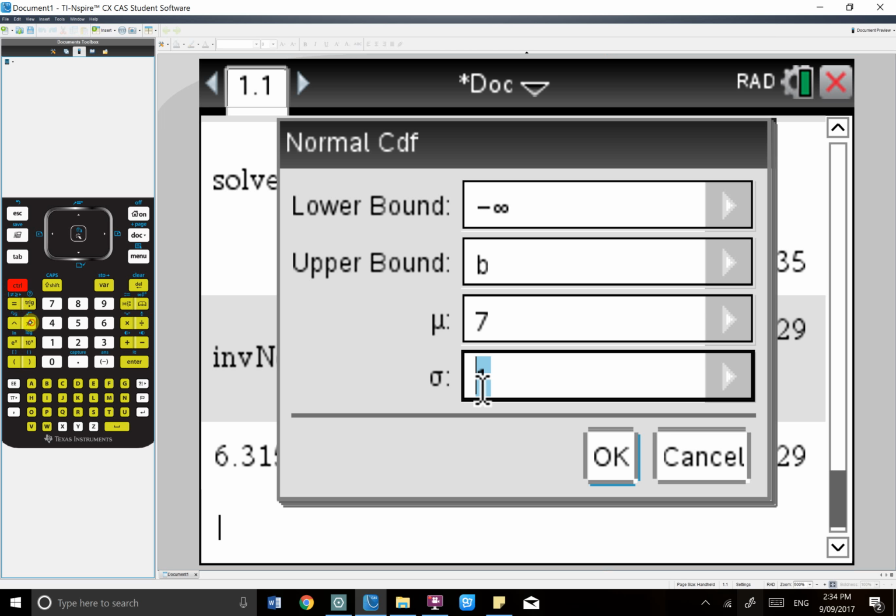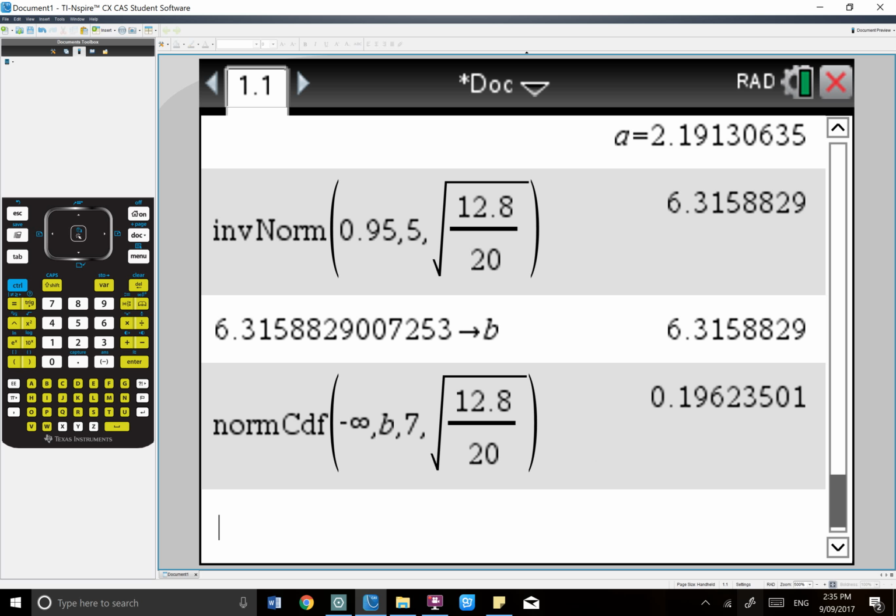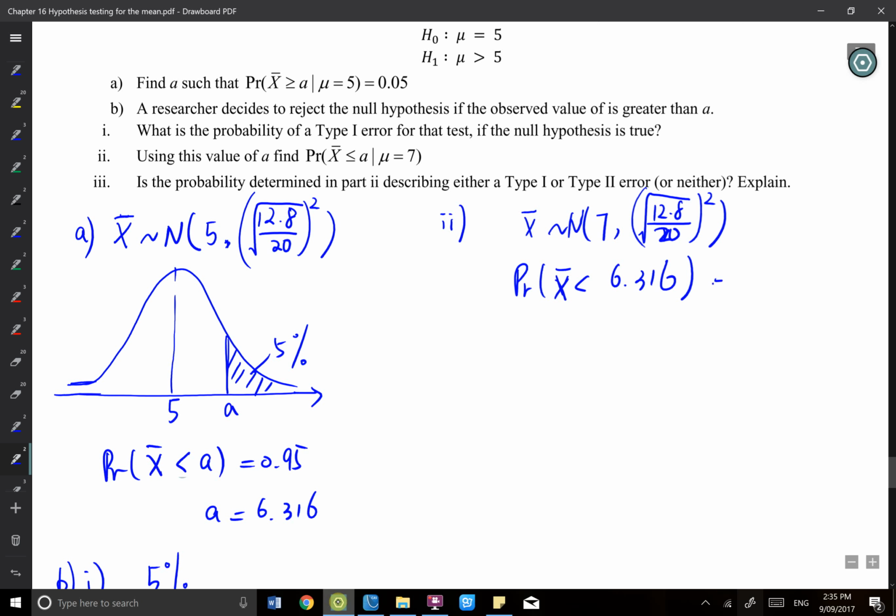Standard deviation is the square root of 12.8 divided by 20. So it's 0.196. Okay, the probability on this distribution that the value I get is less than A is 0.196. Part 3: is the probability determined in part 2 describing a type 1 or type 2 error, or neither? Explain. Okay, let's think about the decision.